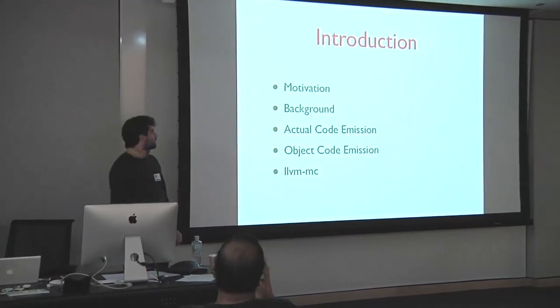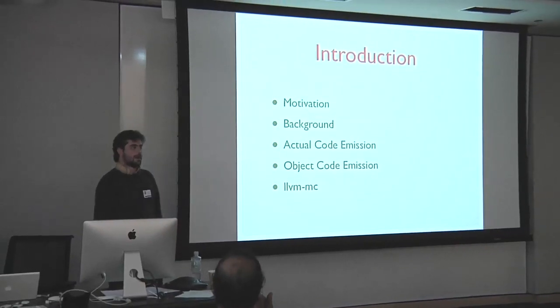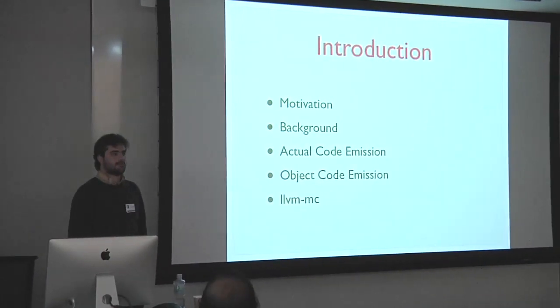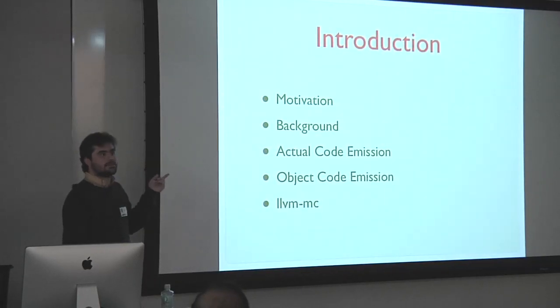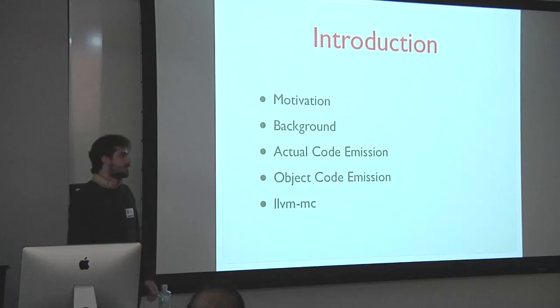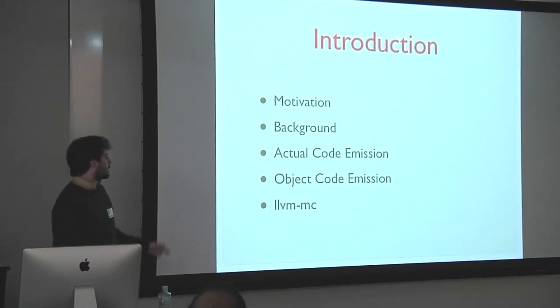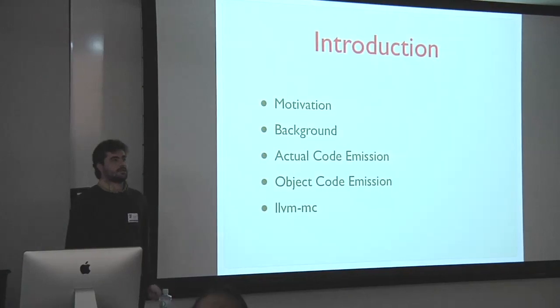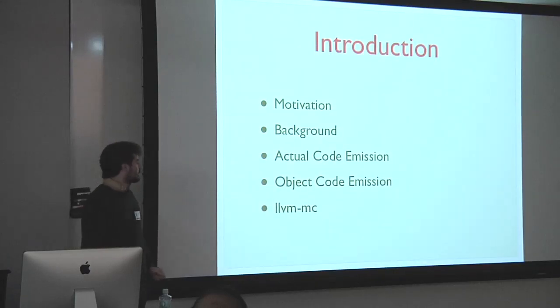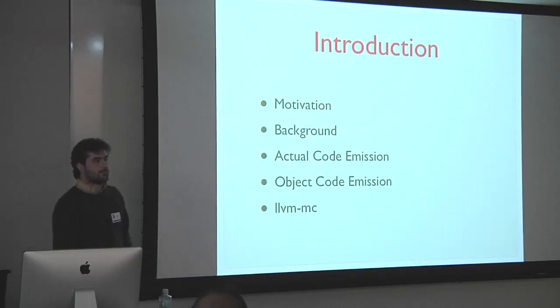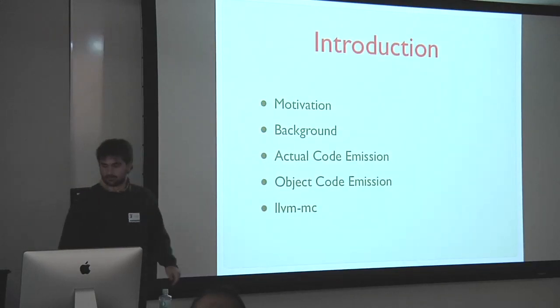So I'll talk a little bit about the motivation. Why do we want to directly emit object code? I'll talk a little bit about the background, how code emission is done today in LLVM. And then I'll explain our current design for the actual code emission. And then using this, I will show you how I implemented the object code emission for ELF, and what the current limitations are for this, and the new tool, LLVM-mc, which addresses the previous limitations we had.